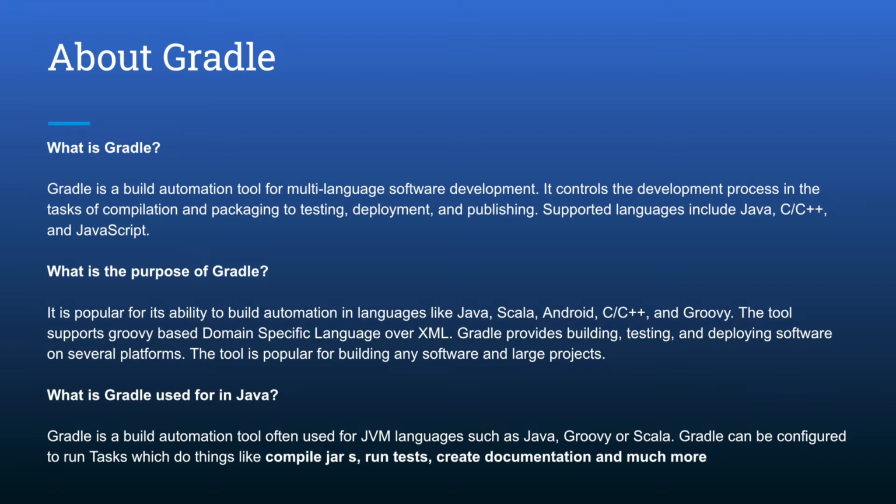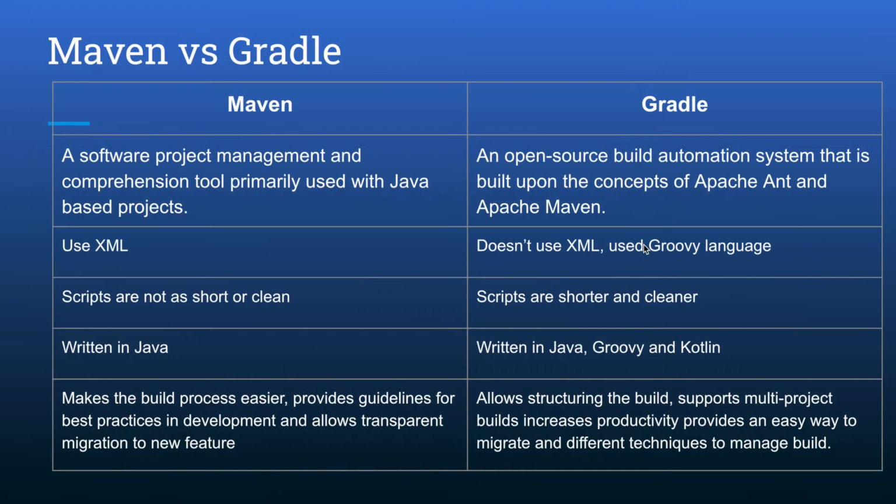What is Gradle used for in Java? Gradle is an automation tool often used for JVM languages like Java, Groovy, and Scala. So these are all JVM languages. Gradle can be configured to run tasks which do things like compile, jar, run tests, and create automations and much more. We will take a look at what the tasks are and how Gradle creates them.